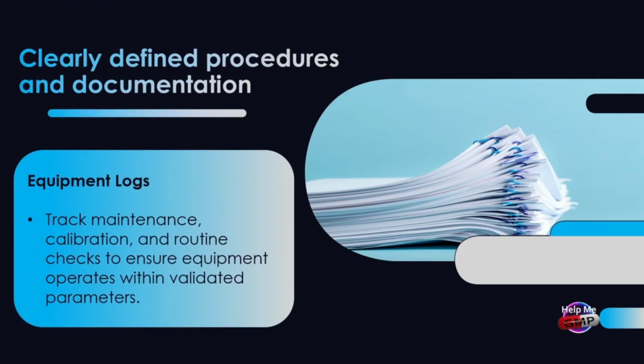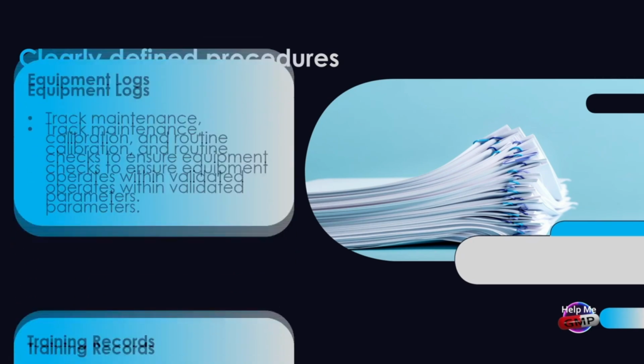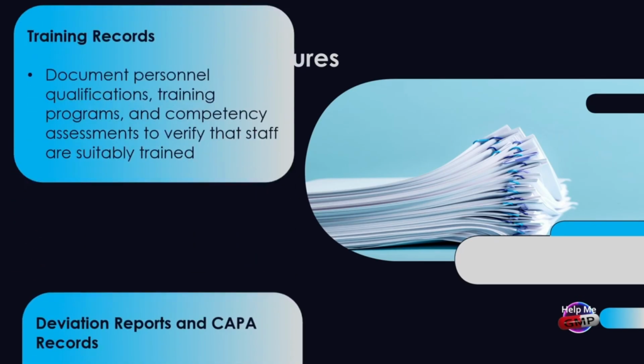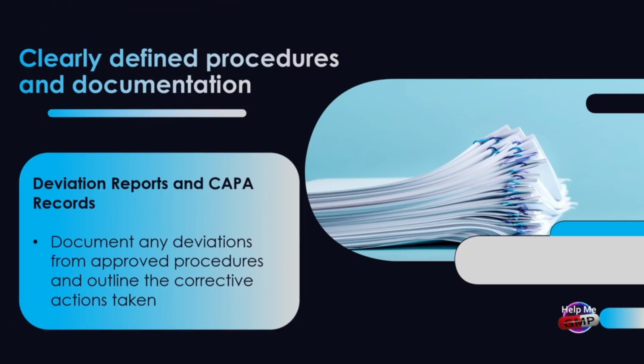Equipment logs track maintenance, calibration, and routine checks to ensure that equipment operates within validated parameters. Training records document personnel qualifications, training programs, and competency assessments to verify that staff are suitably trained. Deviation reports and CAPA records document any deviations from approved procedures and outline the corrective actions that were taken.